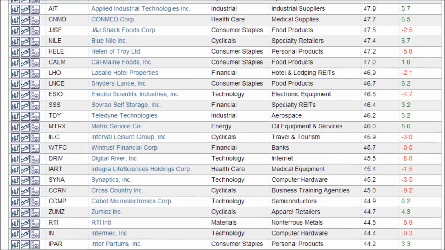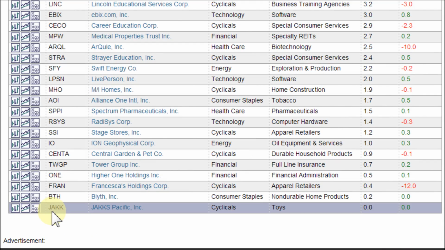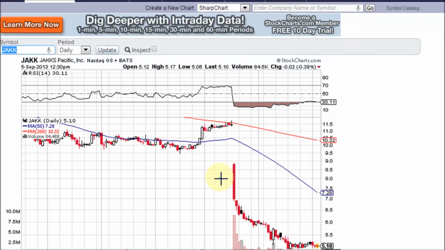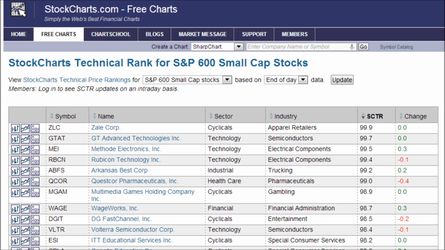And like I mentioned, this is a list of 600 stocks on the small cap index. If you drop all the way to the bottom, you will find that JAKK is the worst stock on that list. Let's click on this left box here, which will bring up a SharpCharts chart for JAKK. And here you see why. That was a pretty big gap down. That must have been an earnings call that missed expectations, from about $11.50 all the way down to $5. So that is the worst performing stock on the small cap index.